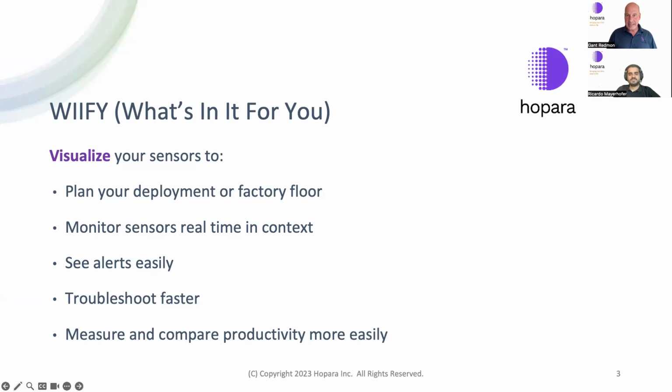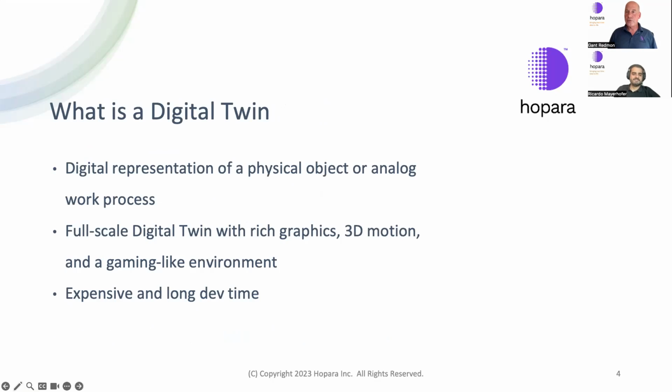Okay, let me get down to this. Let me go and be able to see more detail on demand of what's going on. And you want to measure and compare productivity more easily. Let's make sure that we're comparing apples and apples, oranges and oranges. Great. This is what's in it for you. So you joined us because you were interested in Agile Digital Twins.